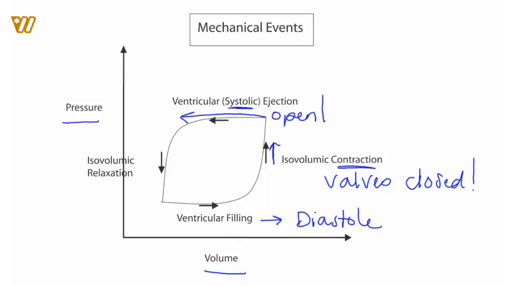That's called isovolumic relaxation. So this is again when all the valves are closed and the ventricles are relaxing, getting ready to be filled again. On that graph, you could also see where the valves closed and where they open. Now, there's never a time when all the valves are open at the same time.